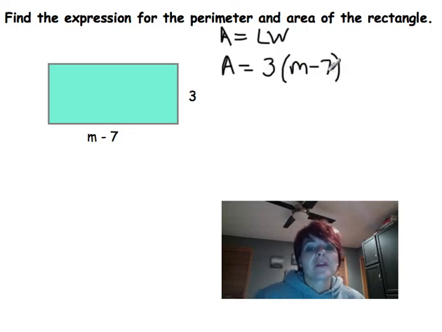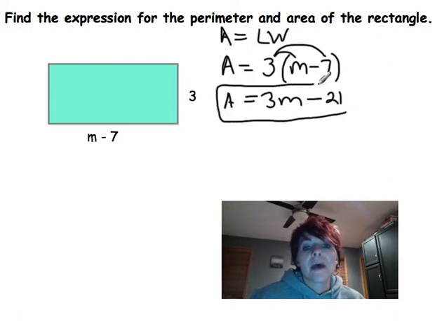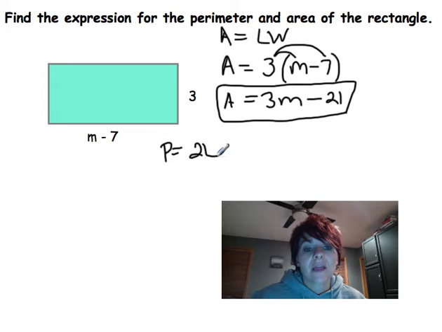Now when I multiply those, this is really just distributive property. So I would go 3 times m is 3m, and then 3 times negative 7 is negative 21. Okay, so that would be the area of the rectangle. I don't know what m is, so I have to leave it in terms of m as the variable. So that would be my area. And then remember, perimeter is twice the length plus twice the width.